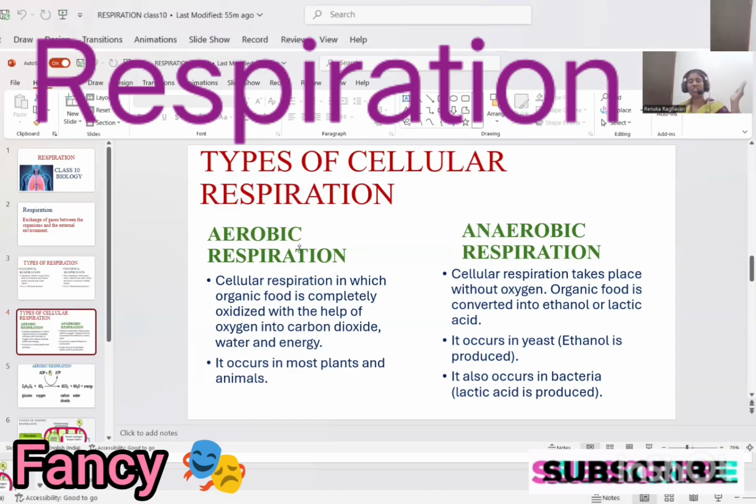So we can say that digestion and respiration are co-sisters. Once the digestion is completed, the respiration starts. So it mixes with the oxygen and gives the energy to various parts of the body. So aerobic respiration is the oxygen dependent respiration. It occurs in most plants and animals. Whereas anaerobic respiration takes place in the absence of oxygen. There is no need of oxygen, but the organic food will be converted into some product. What are they? Ethanol or lactic acid.